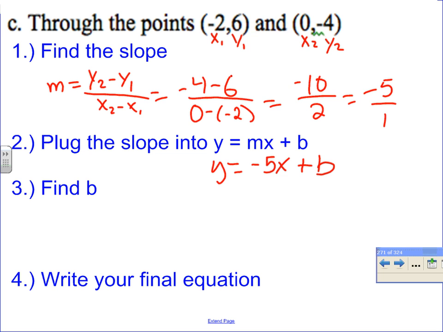Awesome. So they tell you in the book, find b, but really, b is right in front of our faces. It's right here. The y-intercept is (0, -4). They already gave it to us. The b is negative 4. All you're going to do is plug that in for b. So we have y equals negative 5x minus 4.